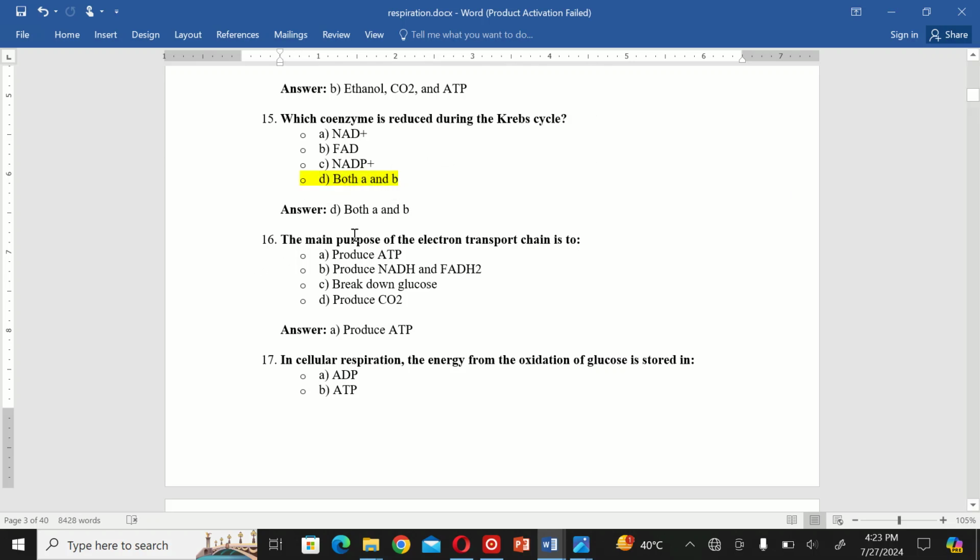The next MCQ is: the main purpose of the electron transport chain is to A. Produce ATP, B. Produce NADH and FADH2, C. Break down glucose, and D. Produce CO2. So the correct option is produce ATP.